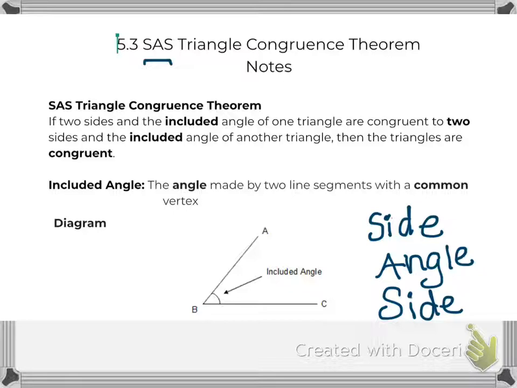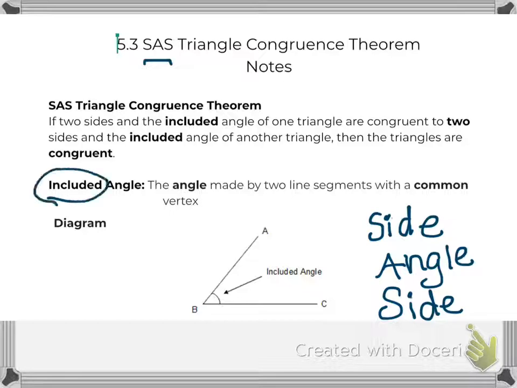So the idea is that with these theorems, you don't need to know that all three sets of sides or all three sets of angle pairs are congruent. You just need certain information that would then allow you to say, okay, these are congruent. So if we know that we have two sides and their included angle, I'll explain that in a second, are congruent to the two sides and the included angle of another triangle, then we can say the triangles are congruent. So if we know those three bits of information, then we can say that all six pairs are congruent.